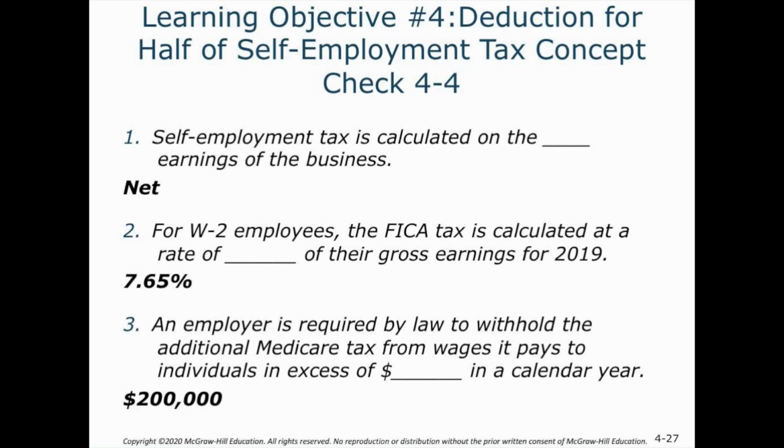Concept check 3, an employer is required by law to withhold the additional Medicare tax from wages it pays to individuals in excess of blank dollars in a calendar year. And here that's going to be $200,000, and then the amount of that additional Medicare tax is going to be 0.9%. So for individuals making below the threshold, it's going to be a 2.9% withholding.